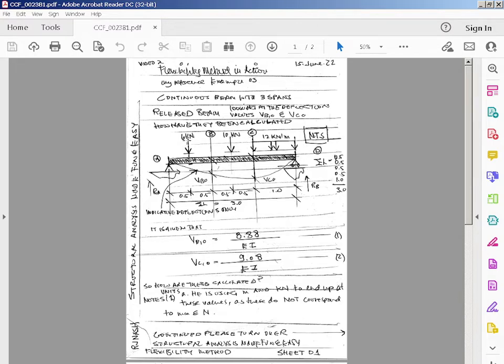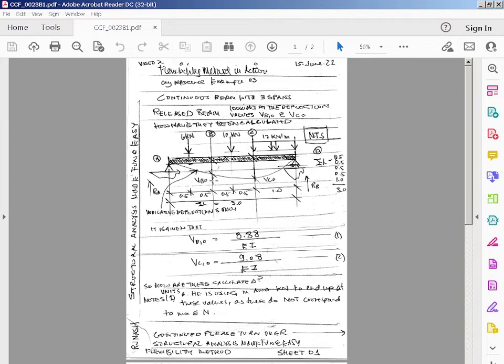So if you remember, it was a 3-span beam, 6 kilonewton point load, 10 kilonewton point load, 12 kilonewtons per meter UDL on the last span. So my diagram here, I've just redrawn it, not to scale.